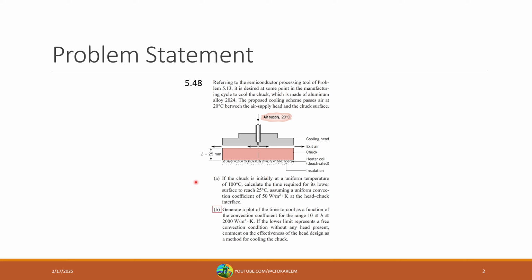The first one says, if the chuck is initially at a uniform temperature of 100 degrees Celsius, calculate the time required for its lower surface to reach 25 degrees Celsius, assuming a uniform heat convection coefficient of 50 watts per meter squared Kelvin at the head-chuck interface. The second question is to generate a plot of time to cool as a function of the convection coefficient for the range of 10 to 200 watts per meter squared Kelvin. If the lower limit represents a free convection condition without any head present, comment on the effectiveness of the head design as a method for cooling the chuck.